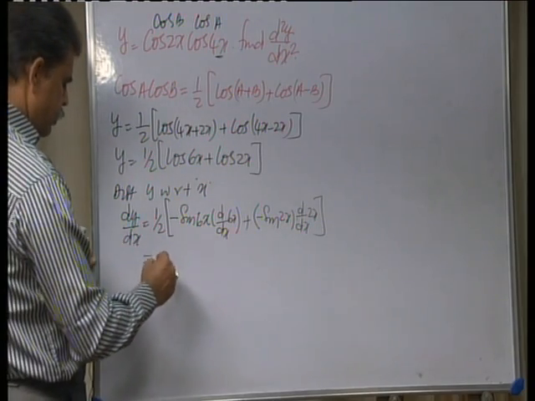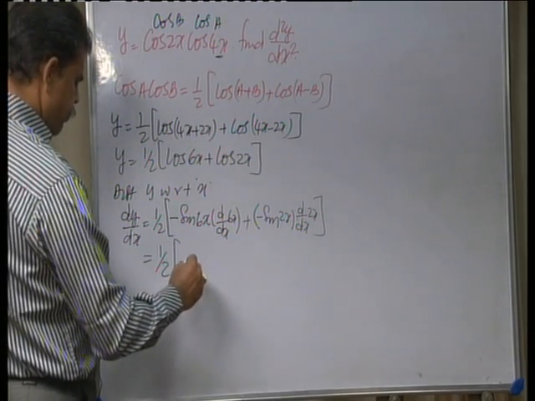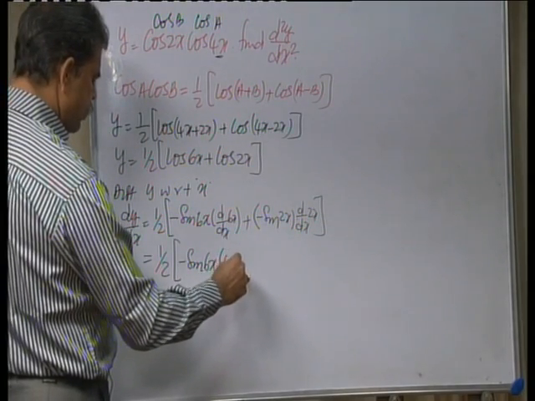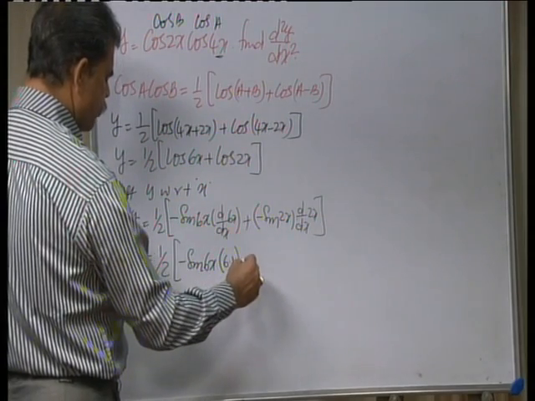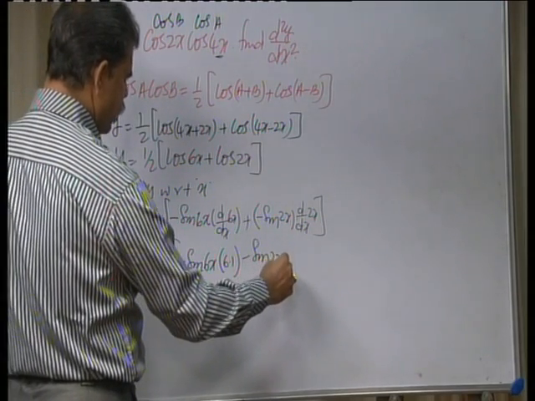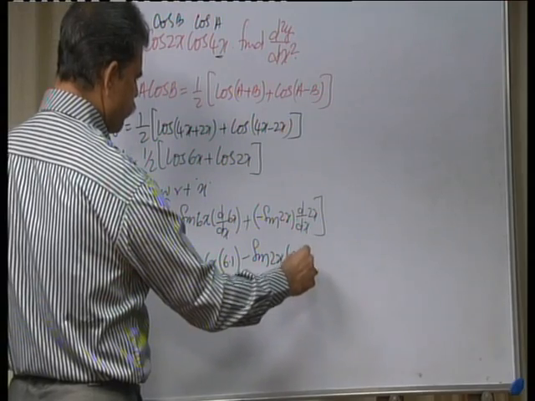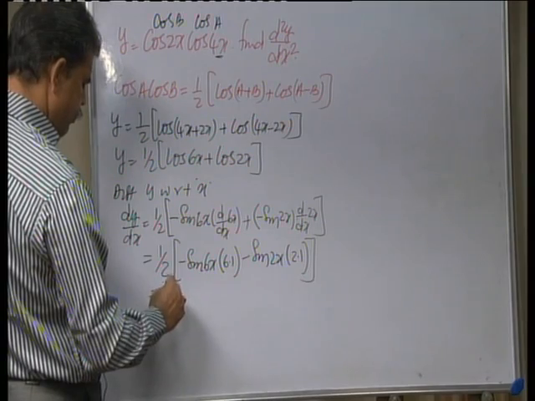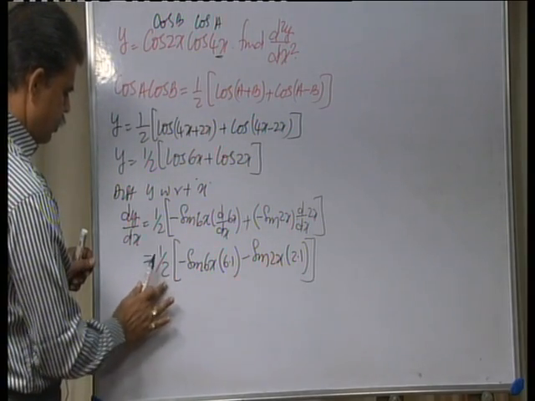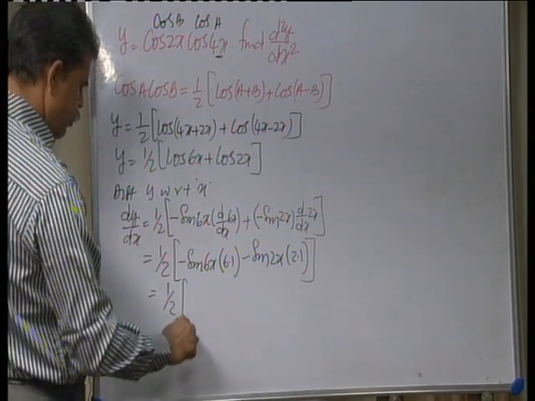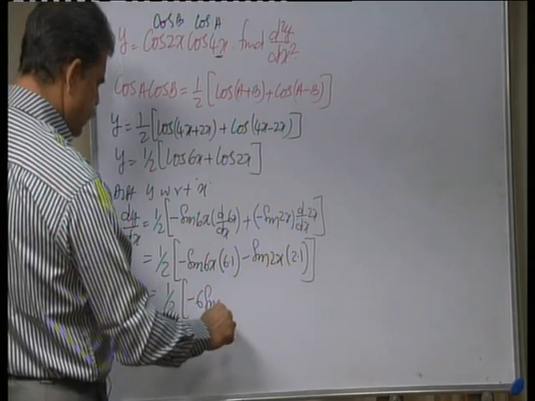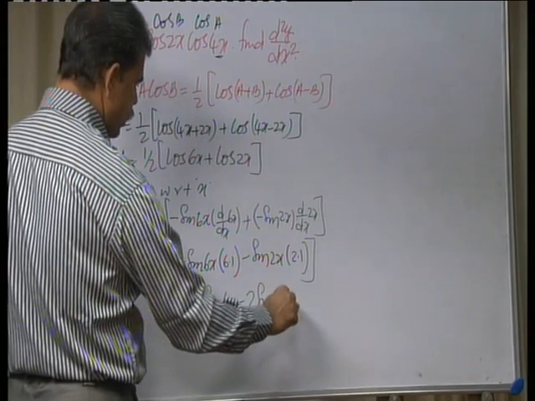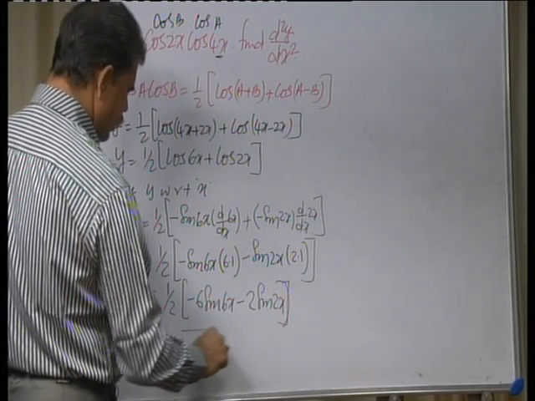It is equal to what? 1 by 2 into minus sin 6x, differentiation of 6x is 6 into 1, plus minus sin 2x into differentiation of 2x is 2 into 1. So, it is 1 by 2 into minus 6 into sin 6x minus 2 into sin 2x. It is what? It is dy by dx.